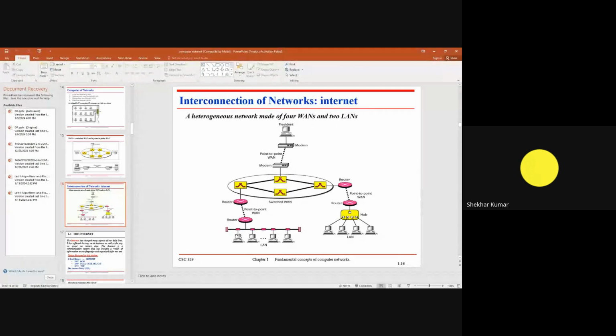You can see there, these are the computers which are connected in the LAN with the help of a router and physical devices. They are connected with a switched LAN, WAN, after they are connected with a modem. This is an infrastructure of a heterogeneous network that is made up of 4 WANs and 2 LANs.